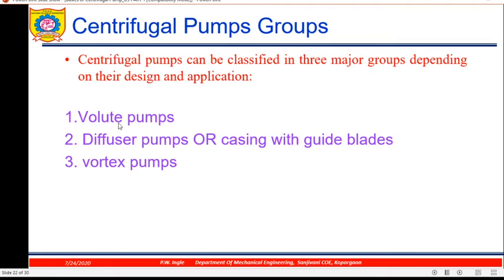In volute pump, there is a shaft. On shaft, impeller is mounted. Impeller is surrounded by casing. In diffuser pump, there is a shaft. On shaft, impeller is mounted. Impeller is surrounded by diffuser ring, and then there is a casing. So there will be a gradual conversion of kinetic energy into pressure energy. And if you are providing vortex chamber, circular chamber, then it is known as vortex pump.